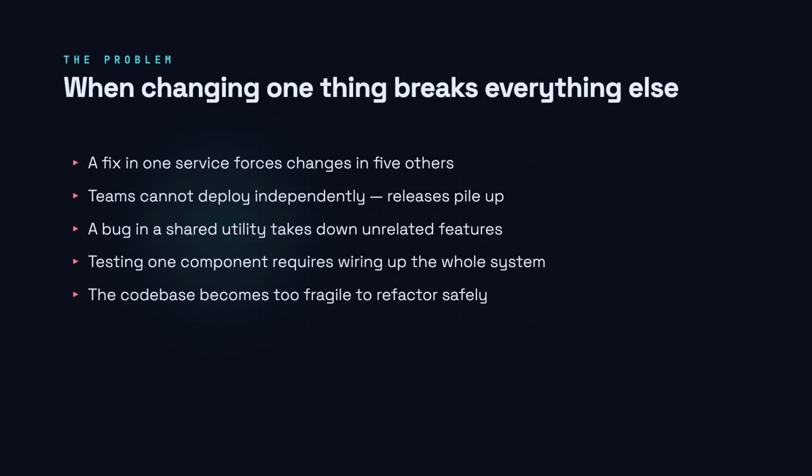Imagine you need to change how your system calculates a price. Simple enough, except that logic is copied into the checkout service, the reporting service, and the mobile API. Now every team is involved, every deployment is coordinated, and a mistake in one place cascades into three others. This is the pain of tight coupling. Your components know too much about each other, so changing one forces you to change them all.